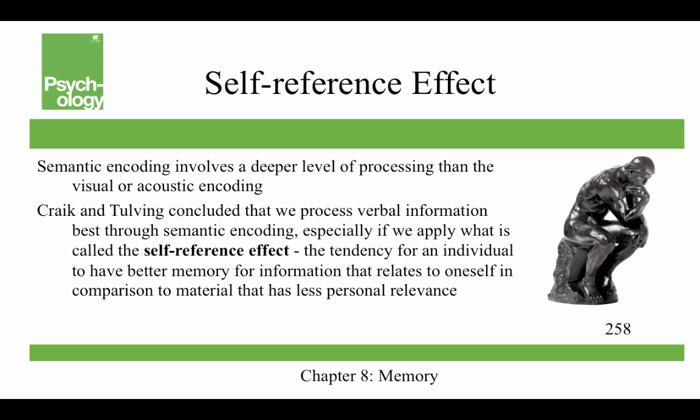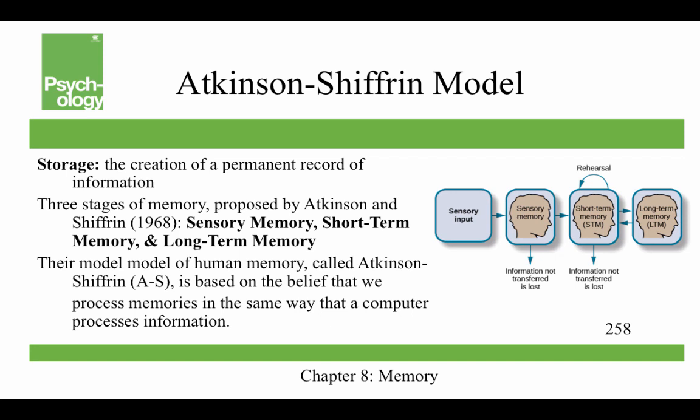So you have both the semantic and the visual code for those words. Semantic encoding involves a deeper level of processing than visual or acoustic encoding. And Craik and Tulving concluded that we process verbal information best through semantic encoding, especially if we apply what is called the self-reference effect. And that's the tendency for an individual to have better memory for information that relates to themselves in comparison to material that has less personal relevance.